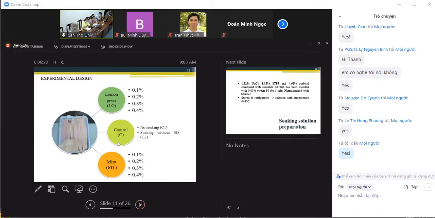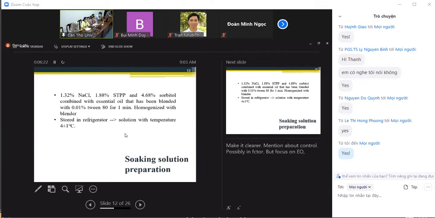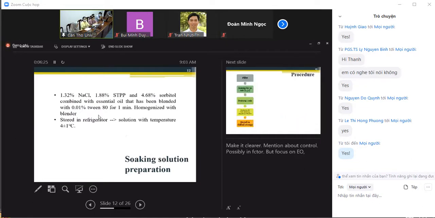Now the preparation to make the soaking solution. First, the essential oil is blended with the 0.01% Tween 80 for 1 minute. And then after that, it is combined with the soaking solution, and after that homogenized with a blender. And this soaking solution is then stored in the refrigerator in order to lower the temperature to 4 ± 1 degrees Celsius.